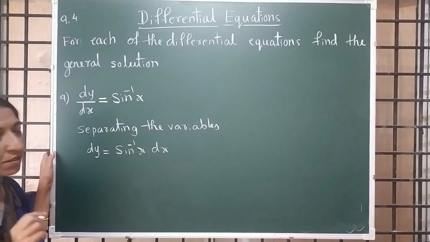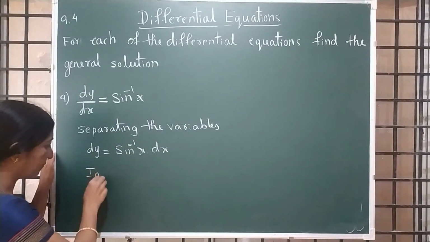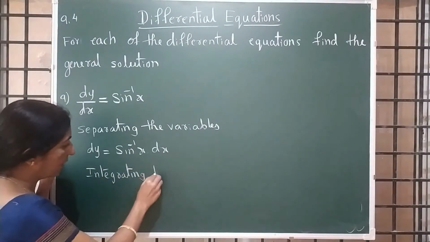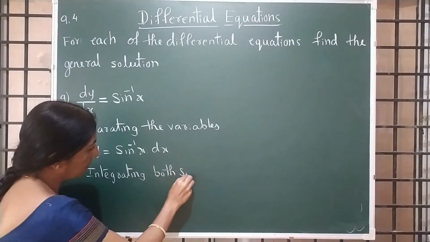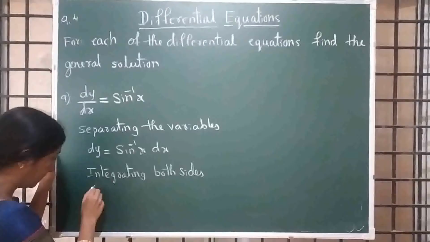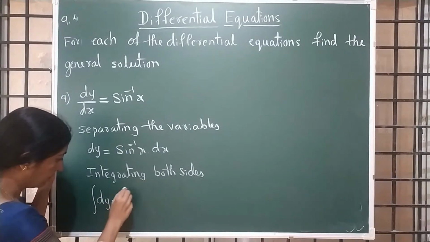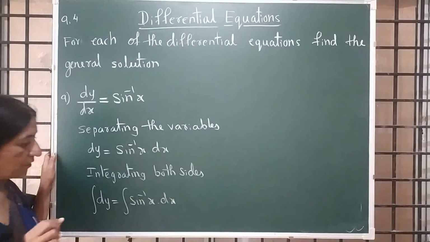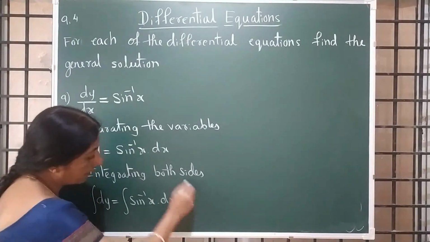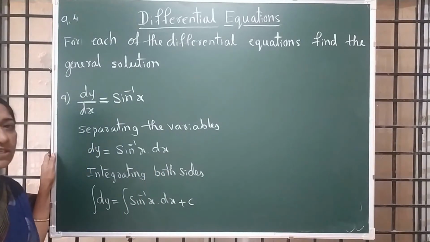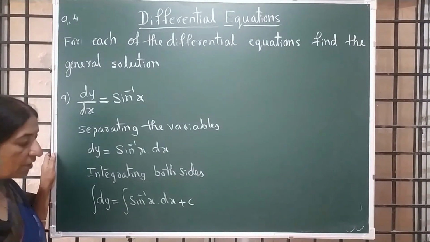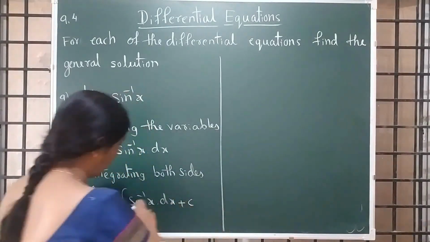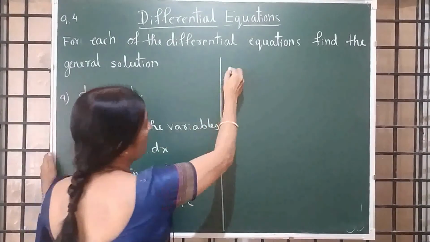After that, what are you doing? We have to integrate, integrating both the sides. After integration you write plus c, but in a differential equation you have to write plus c starting only on either the left side or the right side. Now, integration of dy is y.